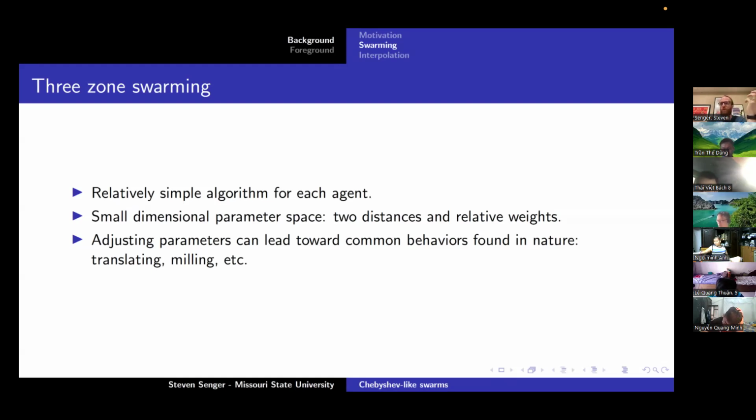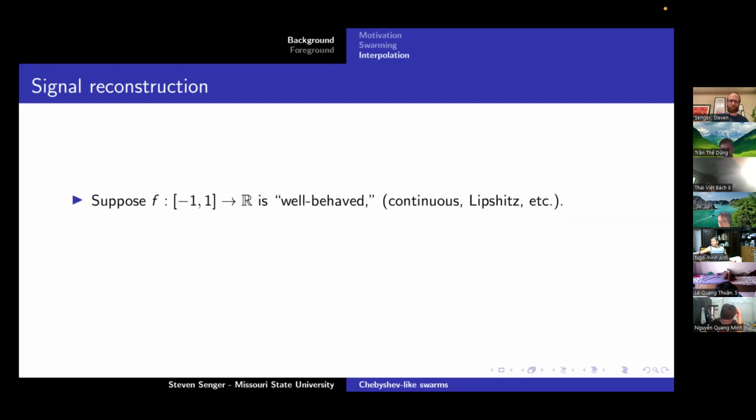So this three-zone swarming model, I think, is very powerful. A lot of people think it's very powerful because it's got a simple set of parameters, but small variations in that simple set of parameters can lead to a lot of the expected behavior we see in nature.